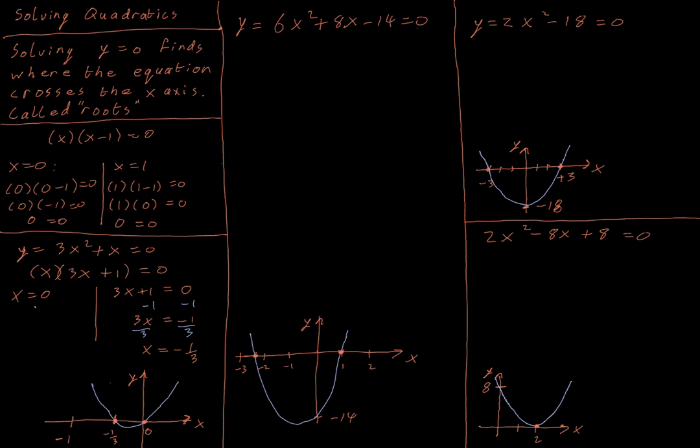So these are the roots of the equation. This is a root and this is a root. They're the roots of the equation where y would be equal to 0. And I've drawn them in here where x is equal to 0 and x is equal to -1/3. They're the roots of my quadratic. So let's go to a quadratic trinomial.